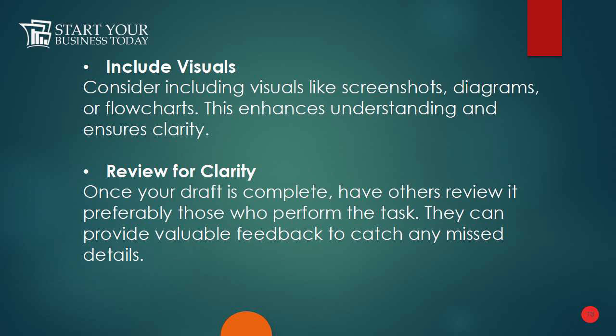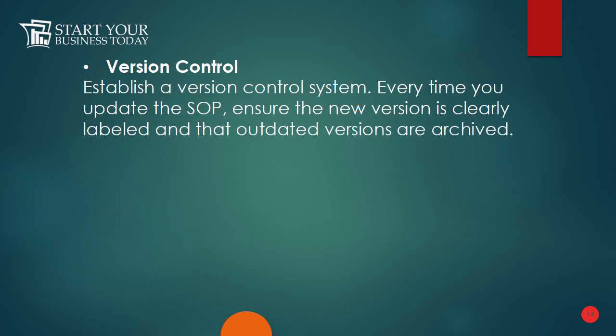Review for clarity. Once your draft is complete, have others review it, preferably those who perform the task. They can provide valuable feedback to catch any missed details. Version control. Establish a version control system. Every time you update the SOP, ensure the new version is clearly labelled and the outdated versions are archived.